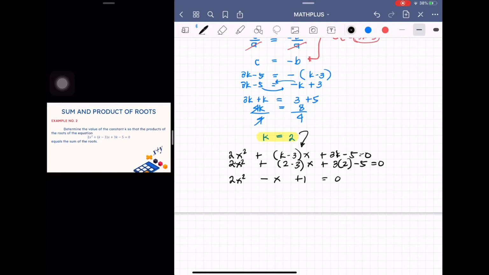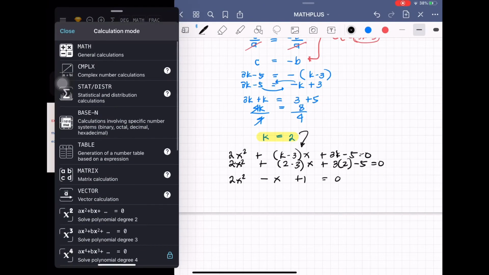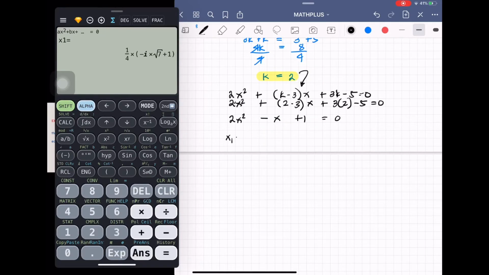So, to make it easier for us, let's get our calculator to solve for the roots of this equation. You have there 2, negative 1, and positive 1. The roots will be x sub 1 is equivalent to 1/4 of negative i times square root of 7 plus 1. And then the second root, x sub 2, is 1/4 times positive i times square root of 7 plus 1. So we have to prove that the sum of the roots will be equivalent to the product of the roots.